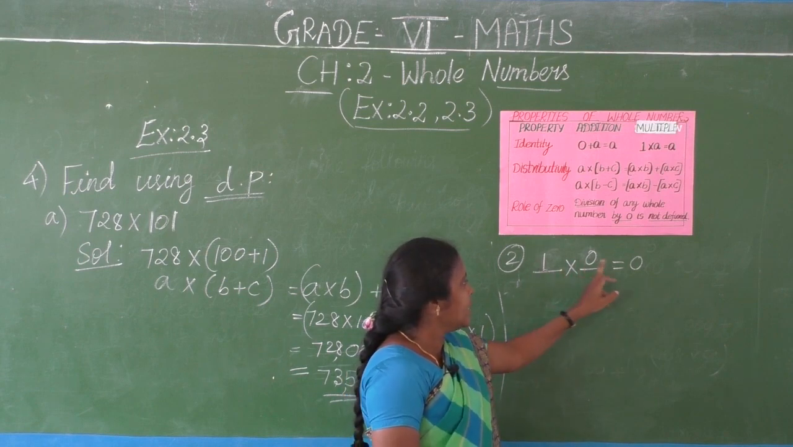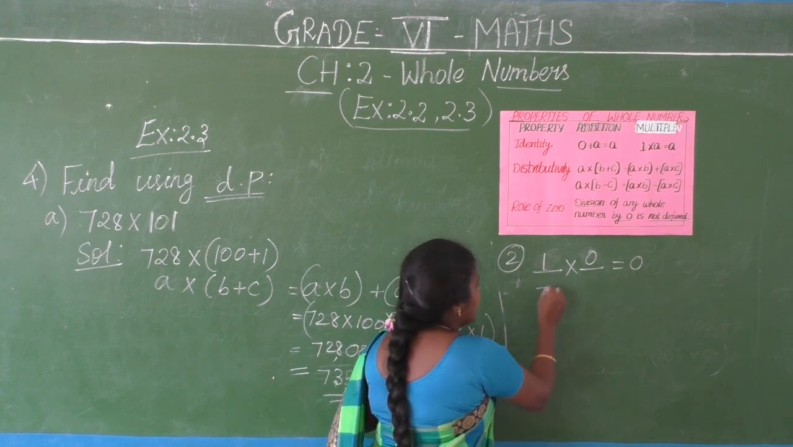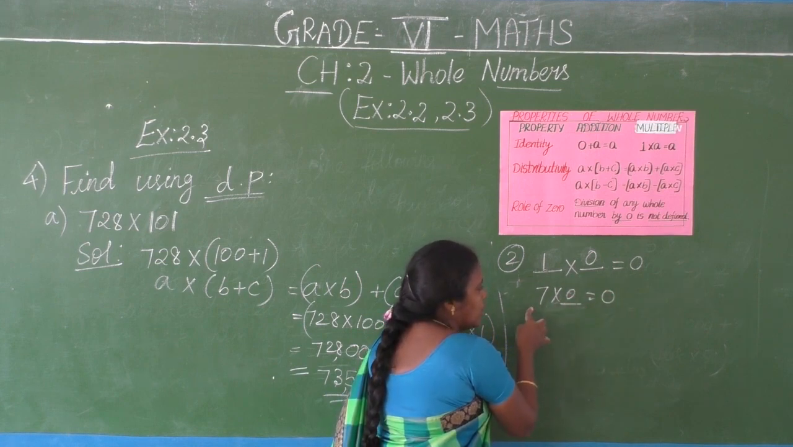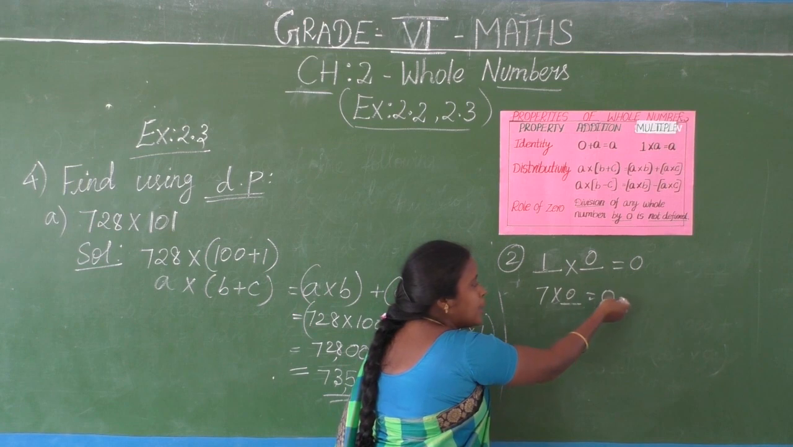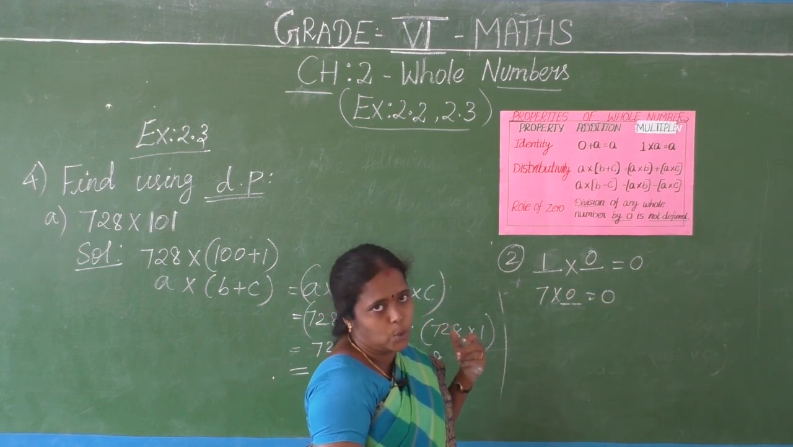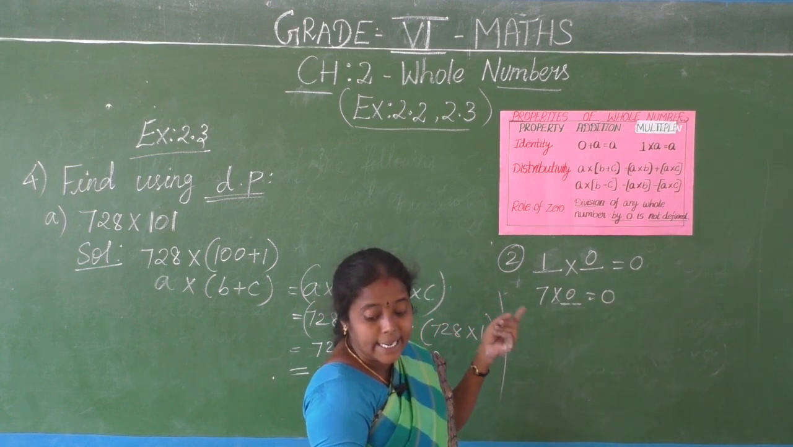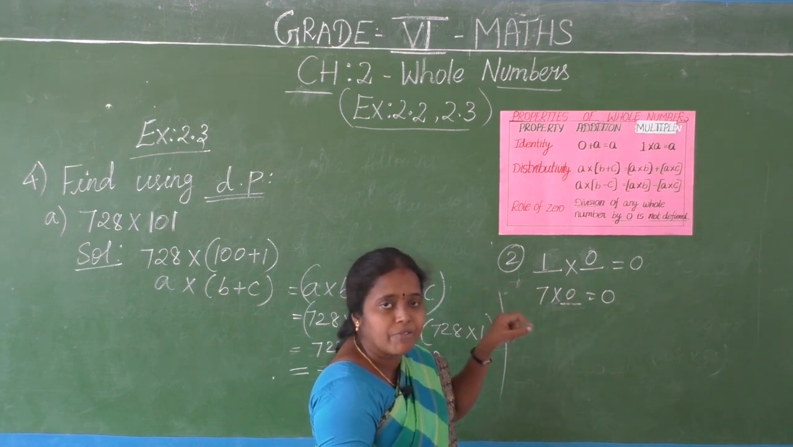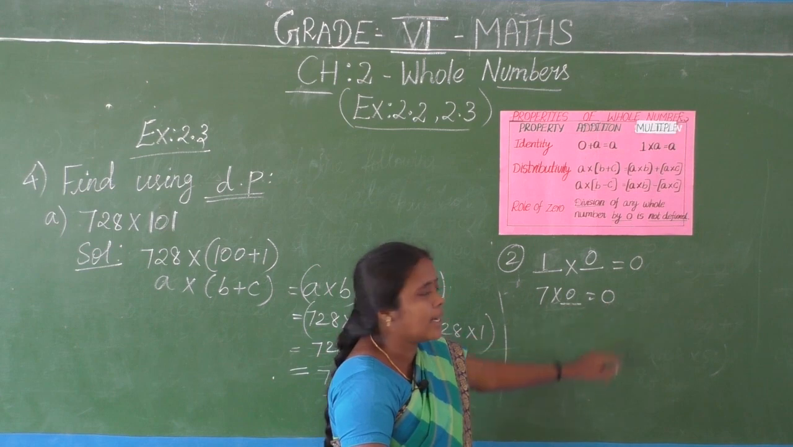Clear? So 1 into 0 is 0, 7 into 0 is 0. So if in one of the 2 places there is 0, automatically our product will be 0. Clear? That is only what they asked. Can we say that one or both of them will be 0 to have answer 0?